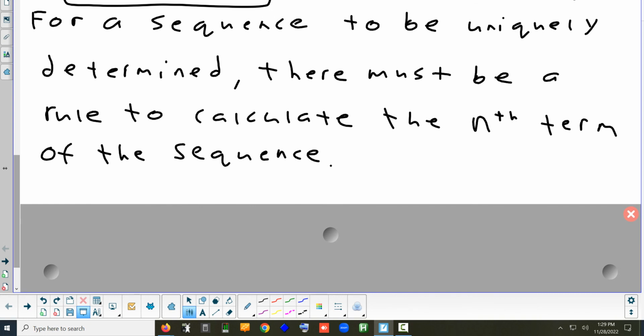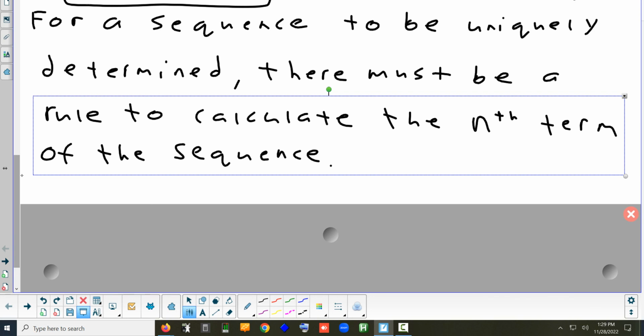So for a sequence to be unique, there has to be a formula for finding the nth term in that sequence. And when they say n in a real problem, they'll give you a specific value, like find the 12th term. They'll tell you which one they want.